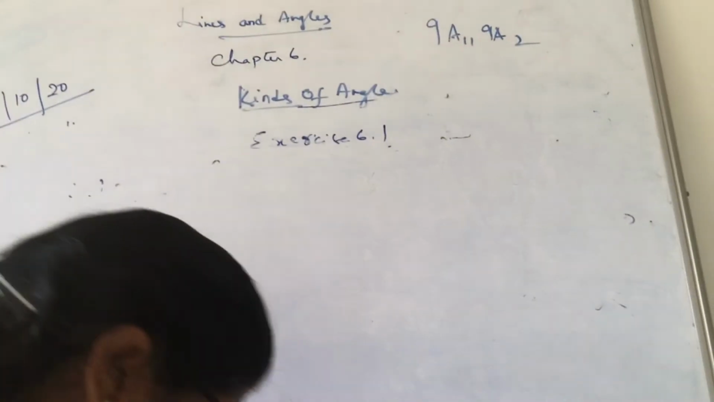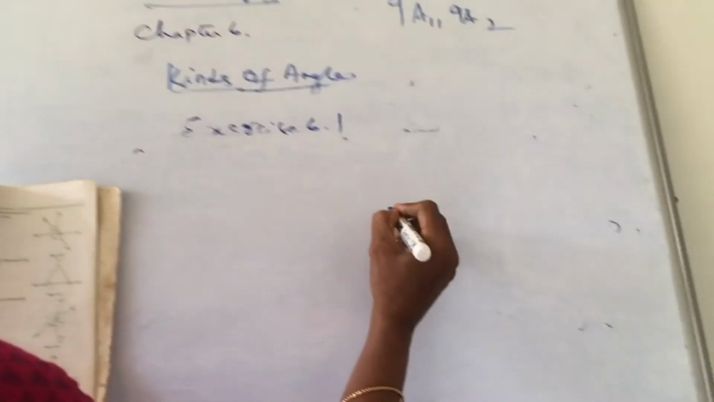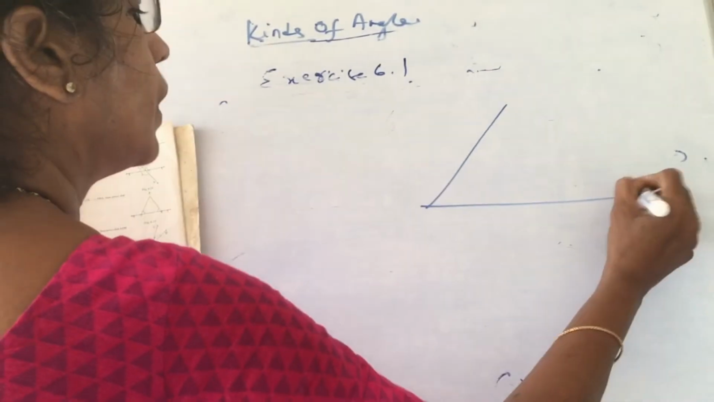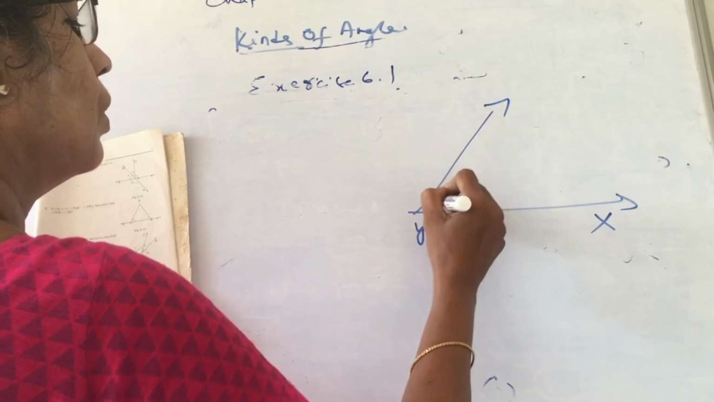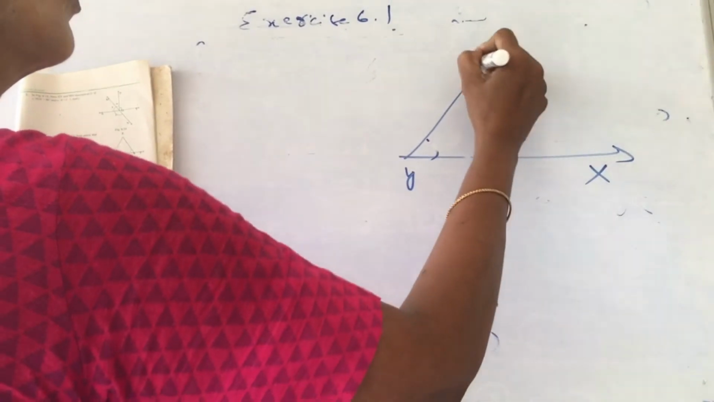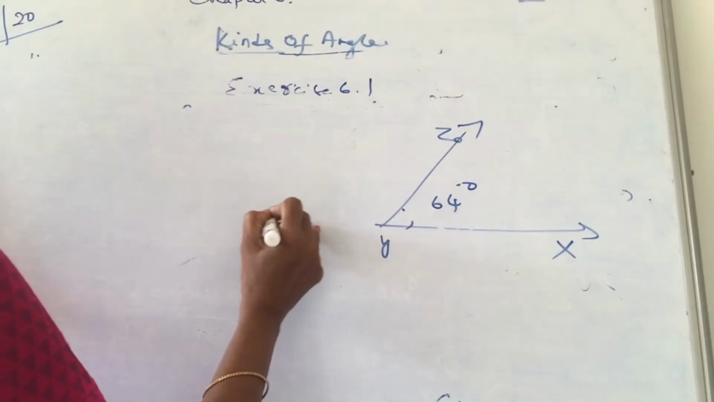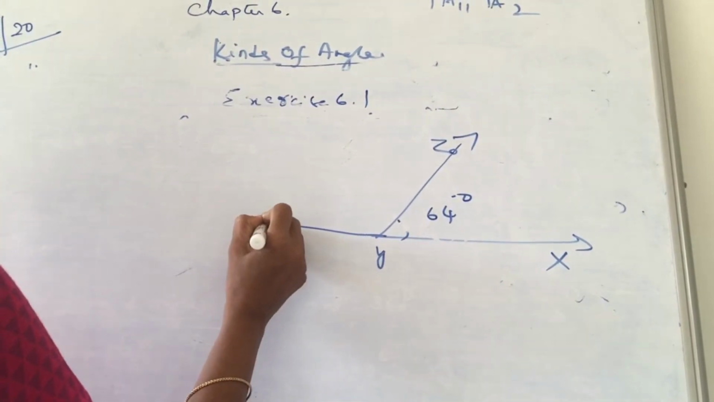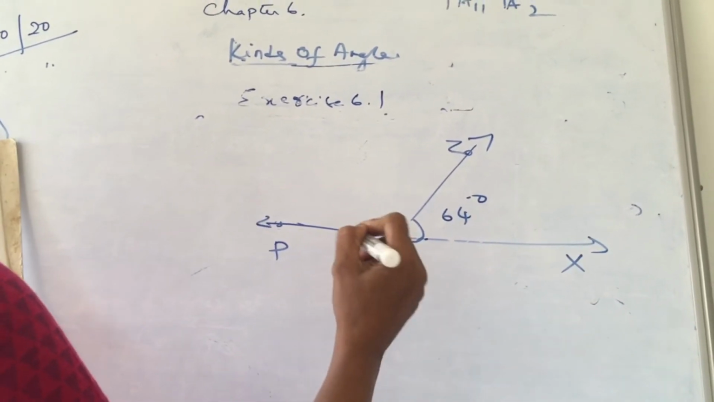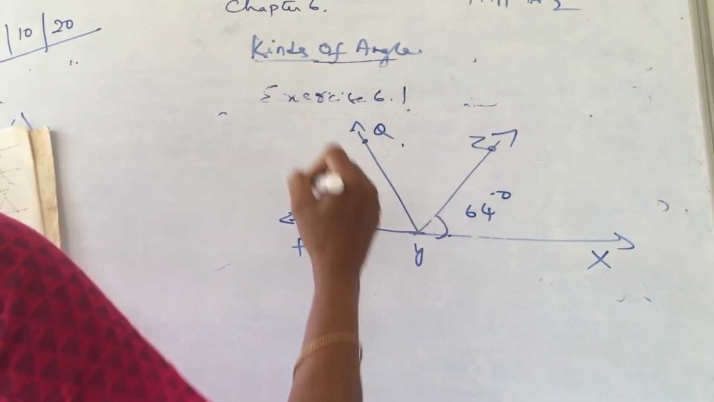Coming to the last question in the exercise, children. A simple question is only a numerical sum. Angle XYZ is equal to how much? 64 degrees. And XY is produced to point P. They have asked you to draw the figure. Yes, ray YQ bisects.